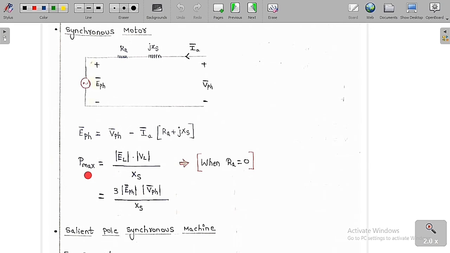If you want three phase maximum power, just multiply by 3. So this is the overall three phase maximum power. Whenever RA is equal to 0, this is the equation that you are going to get.